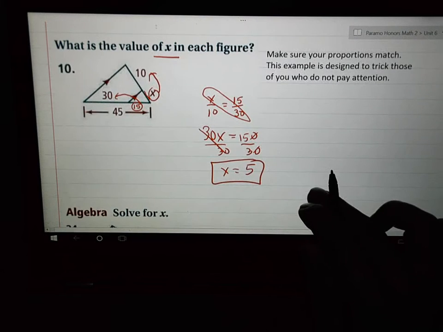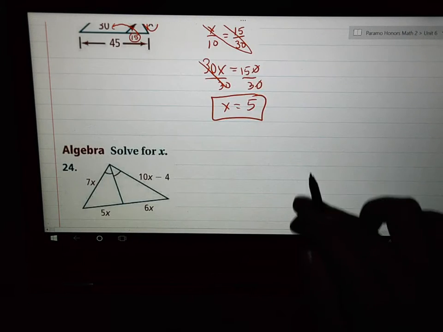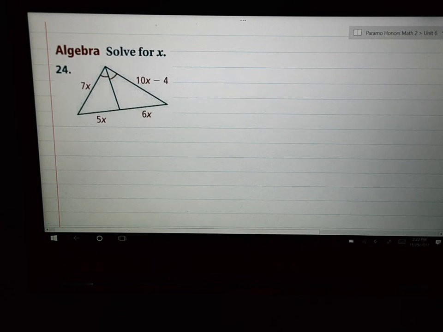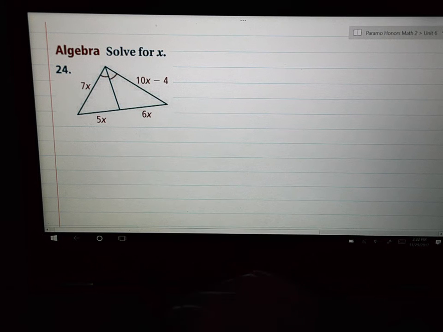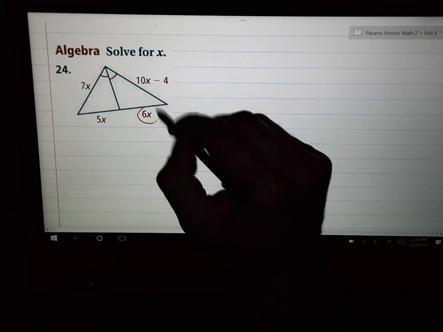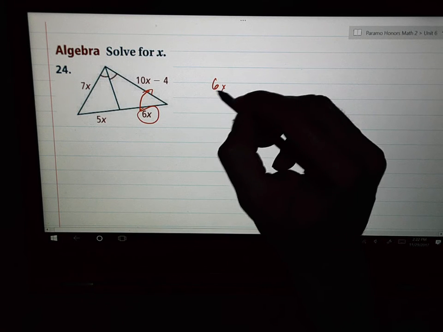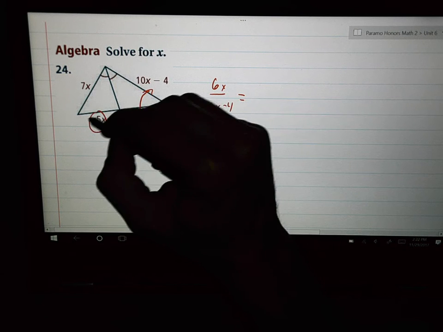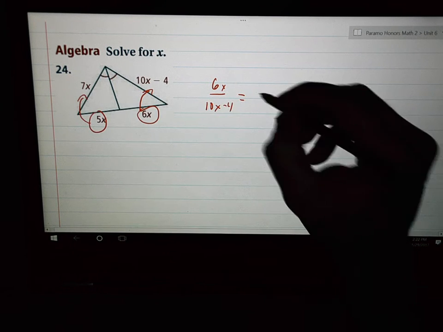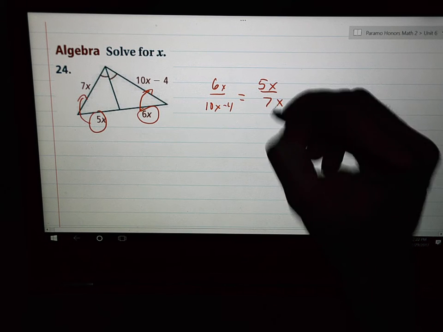In 10, I'm using the side splitter theorem. 24 is not the side splitter theorem. It is the triangle angle bisector theorem. What does it say? It says if there's an angle bisector, then these sides are proportional. I'm just going to do it like this: 6x over 10x minus 4 is going to equal 5x over 7x.